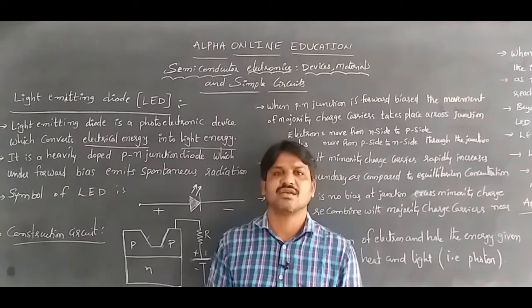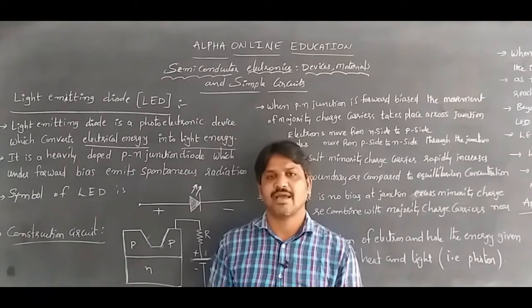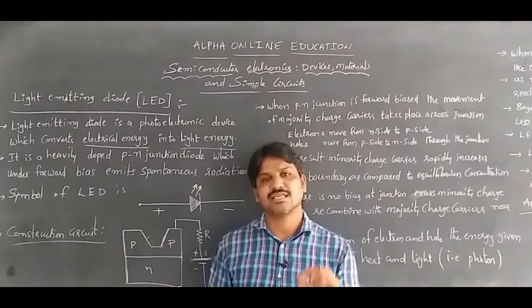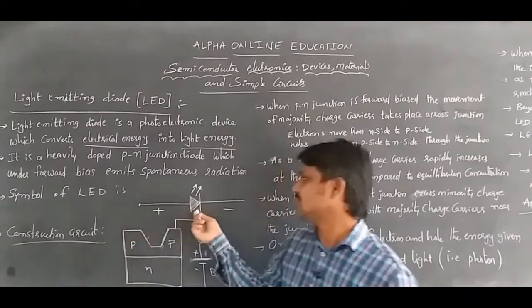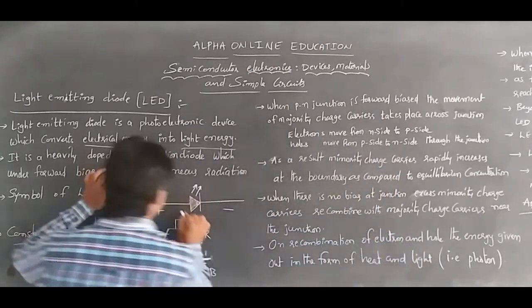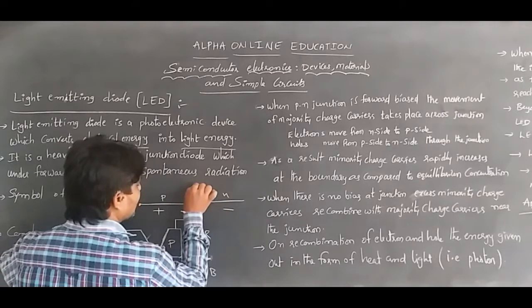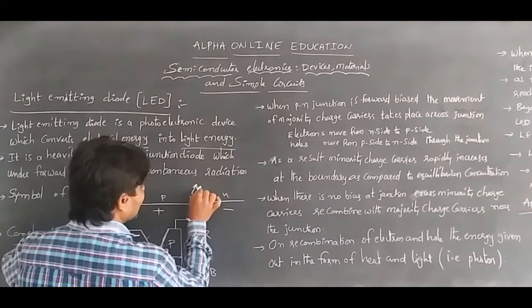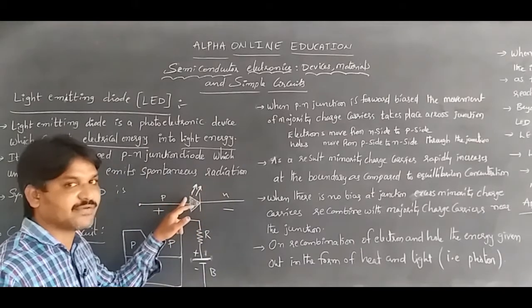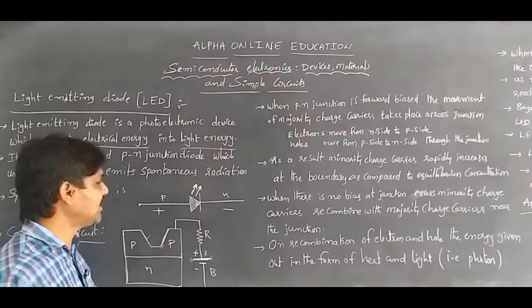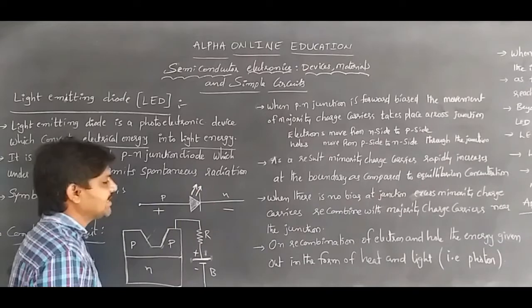That is radiation. Whenever a PN junction diode is heavily doped and forward biased, it emits spontaneous radiation. So that is LED. This is the symbol of LED: this is the P type material and this one is the N type material. When heavily doped, the radiation is emitted in the outward direction. If the arrows point inward, that is a photodiode, and if the arrows point outward, it is the symbol for LED, light emitting diode.